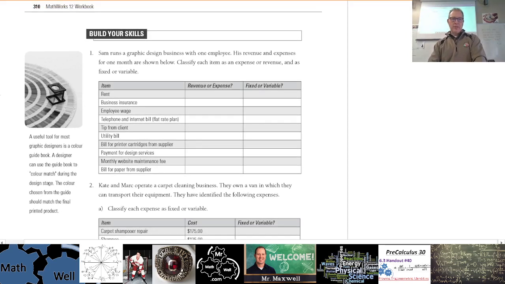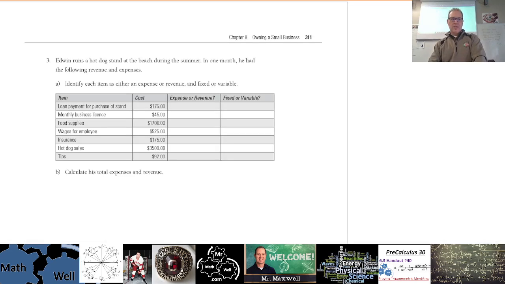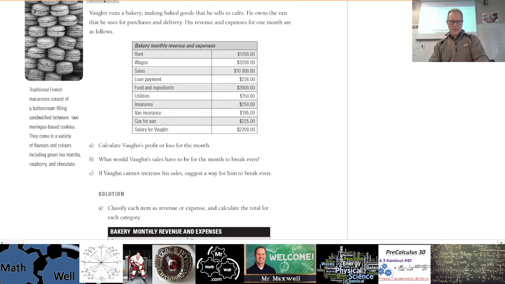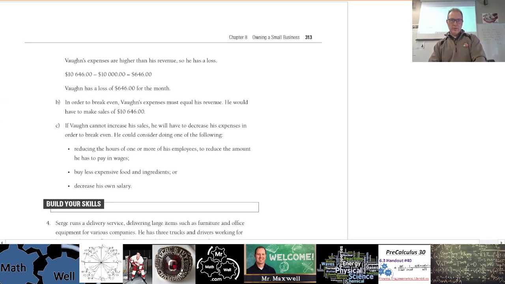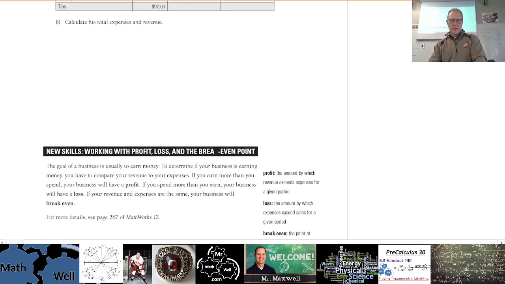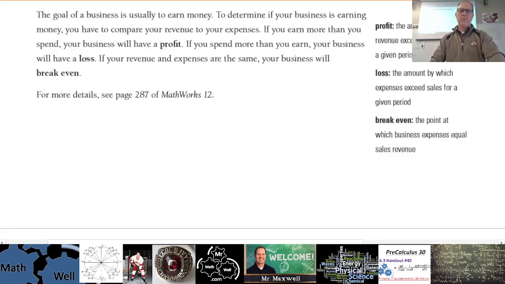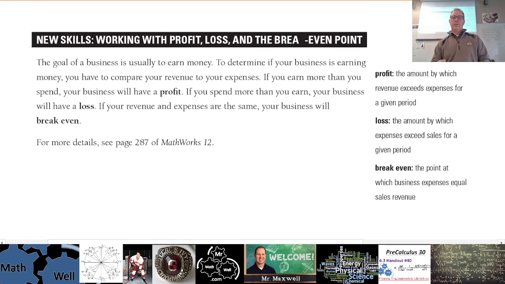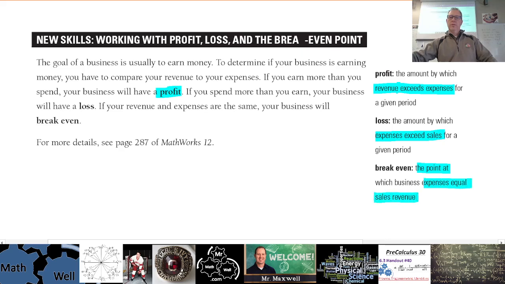All right, let's move on though for the purpose of the lesson. Let's talk about the break-even point. Where is that? New skills. There we go. So profit and break-even point. Profit is the amount by which revenue exceeds expenses. So when a business talks about profit, they're talking about how much more revenue they have than expenses. If you have a loss, that means your expenses have exceeded your sales or your revenue. And the break-even point, you guessed it, is the point at which the expenses equal the revenue.